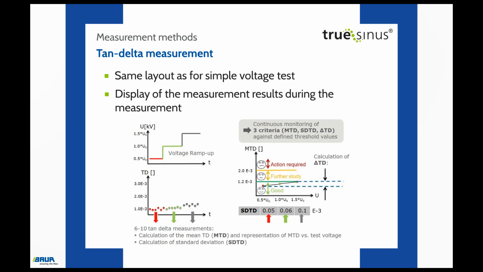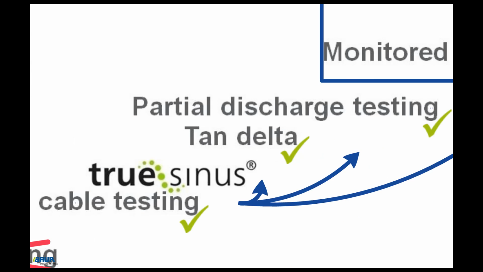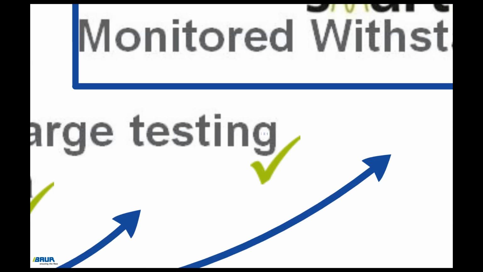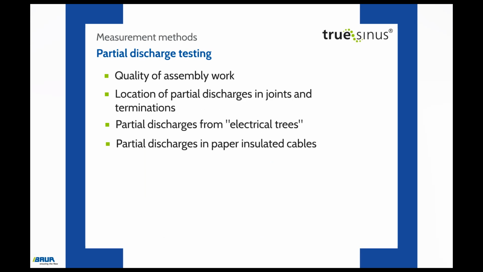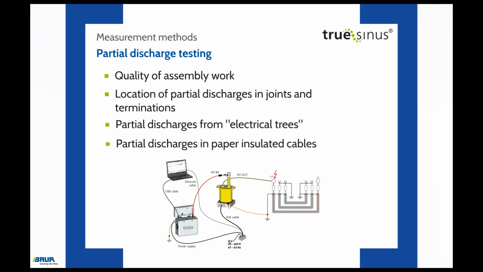The partial discharge testing provides information about the quality of fitting work and locates partial discharges in joints, cable terminations, electrical trees in XLPE cables, and PDs in paper insulated cables. The following equipment is required to perform partial discharge testing: a VLF voltage source, an appropriate coupling capacitor, and a PC to control the complete process.